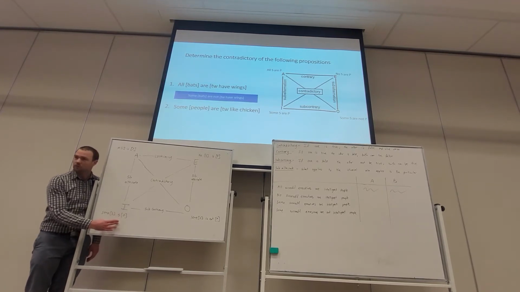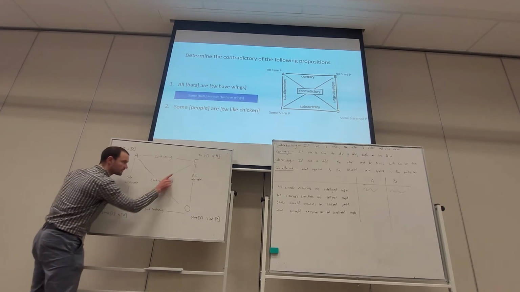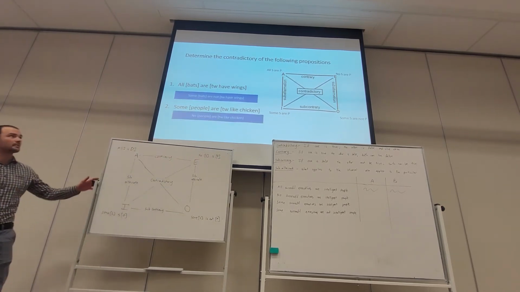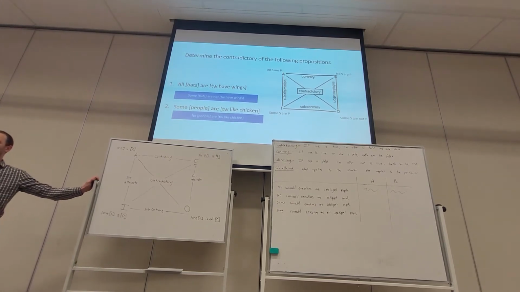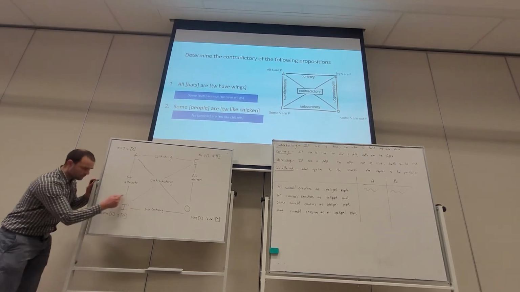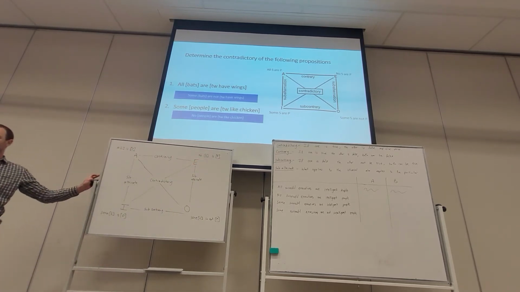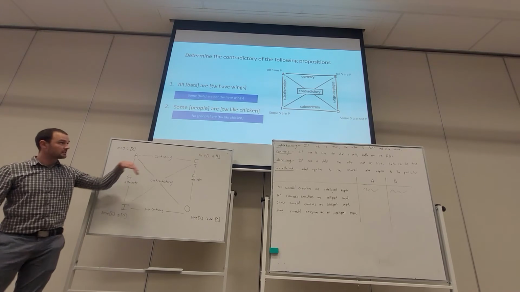And so the contradictory is the one straight across the square of opposition. That's going to be the no S is P. So let's bring up the answer there: no people are that which like chicken. If this is true, then this must be false. So that's what we mean by contradictory. So that's a nice easy one to begin with.